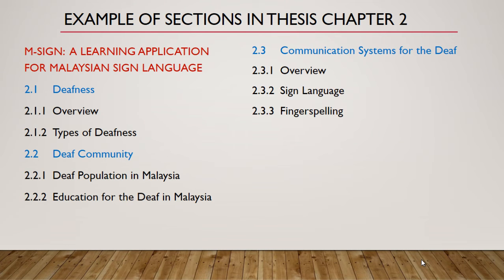Okay, the next section is 2.3. Now this relates to the communication systems for the deaf. So meaning that when we talk systems, it's not computer systems, it's general on how the deaf communicate. So this is discussing some of them, including sign language and finger spelling. The focus is on sign language and finger spelling, although in the overview there are other kinds of communication systems, but the focus is on these two because this will be included in the proposed learning application.